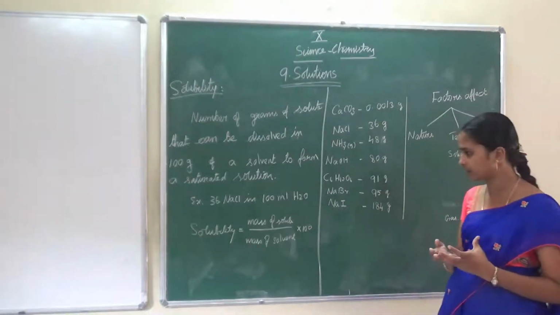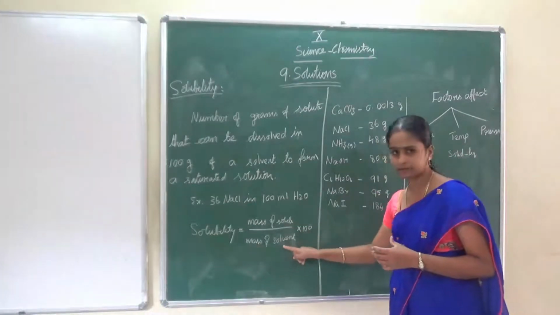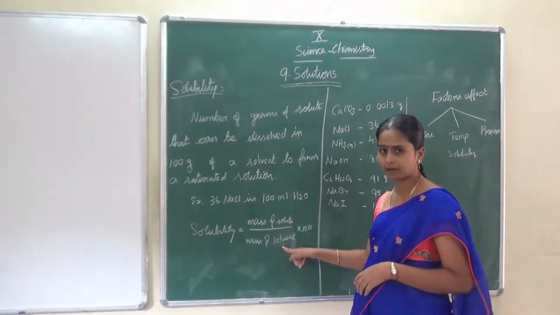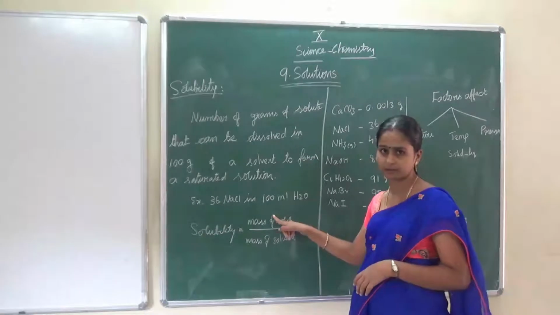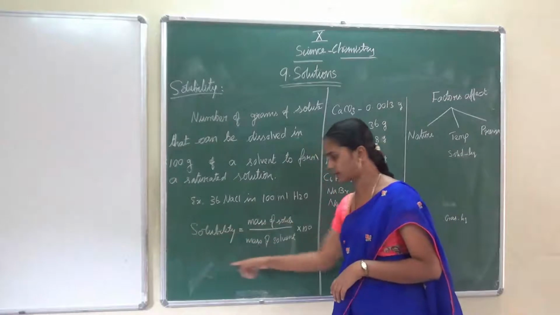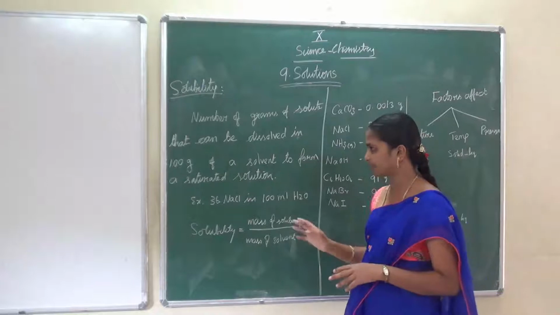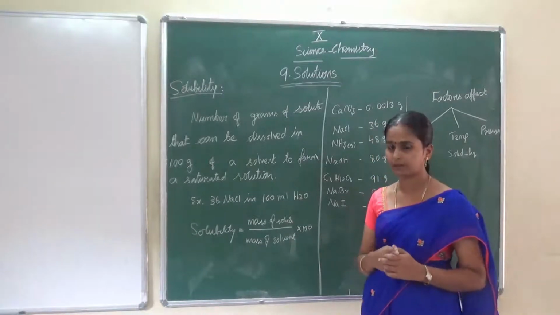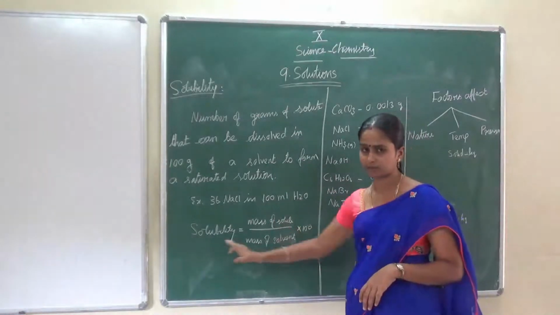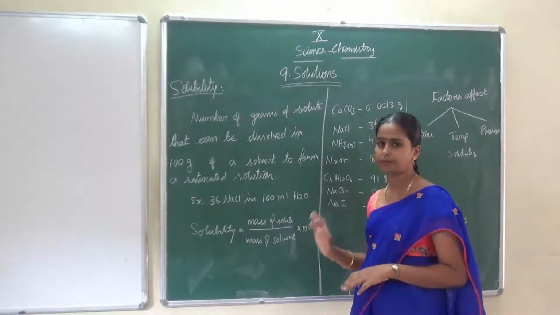What is solubility? How much solute can be dissolved in a particular amount of solvent. The mass of the solvent is 100 ml of water. How much NaCl can be added into 100 ml of water? This is the formula to find the solubility of a particular solution. When they ask a two-mark question to define solubility, you have to write the definition as well as this equation: solubility is equal to mass of solute divided by mass of solvent into 100.